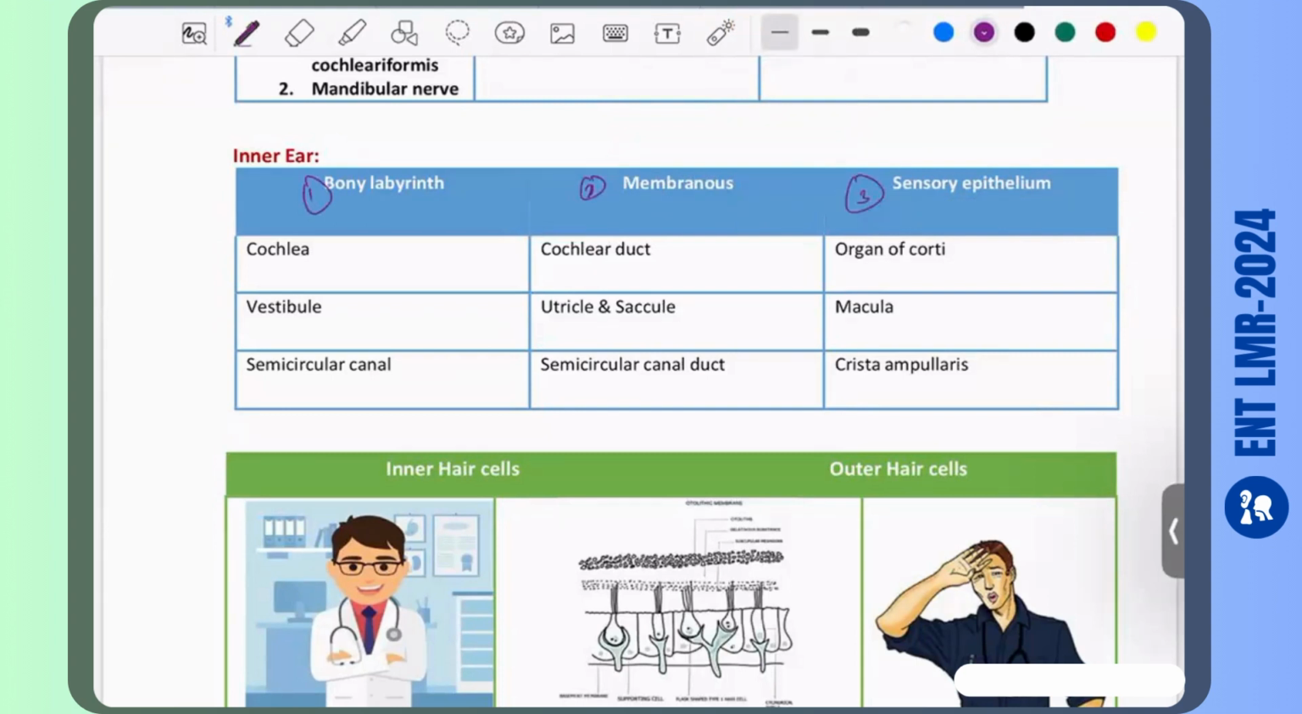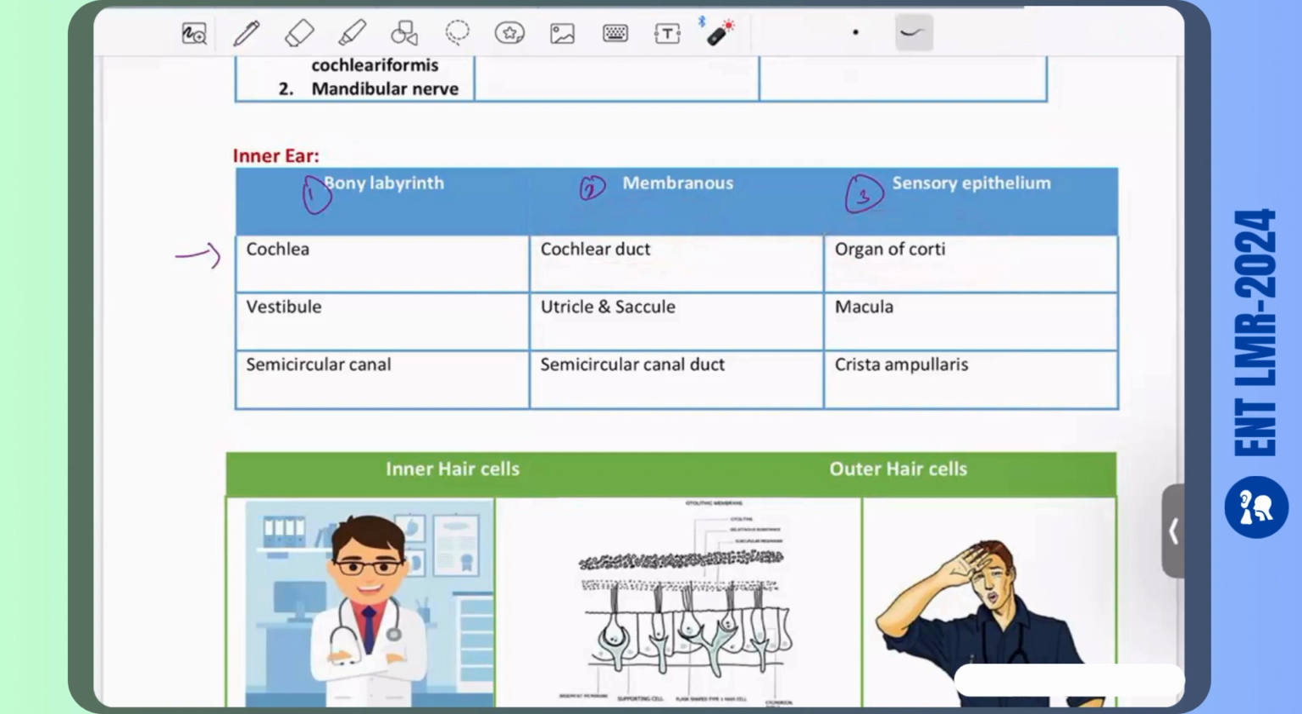Alright. So we have three functions from the inner ear. One is hearing, the second is linear balance, the third is angular balance. Let's take hearing first. Cochlea is a bony labyrinth. For every bony labyrinth there will be a membranous labyrinth, be it hearing, linear balance or angular balance. So within the cochlea we have the cochlear duct. Within the cochlear duct we have the sensory epithelium by name organ of Corti, very important.